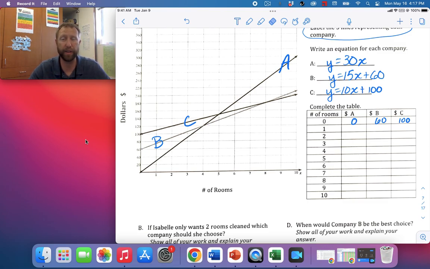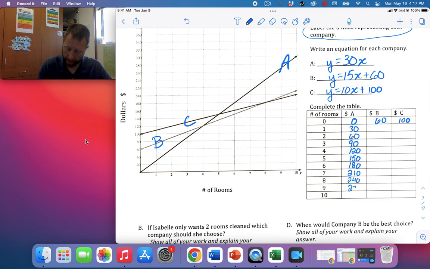So for company A, it's $30 per room. So I'm just counting by 30s from 0. So 30, 60, 90, 120, 150, 180, 210, 240, 270, and then finally, if there are 10 rooms, that's $300. And you can see that checks out with my equation, right? I always check the last one just to make sure I didn't make a mistake somewhere. If I put in 10 for x, 30 times 10, that's 300. No mistakes.